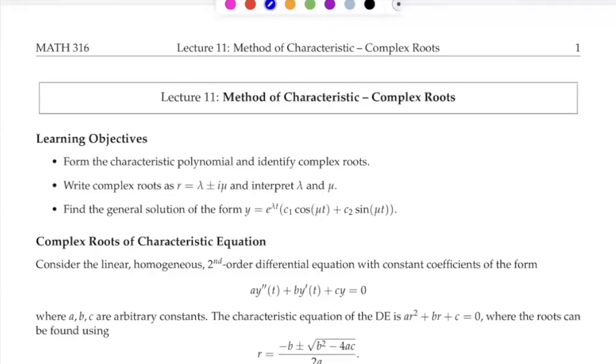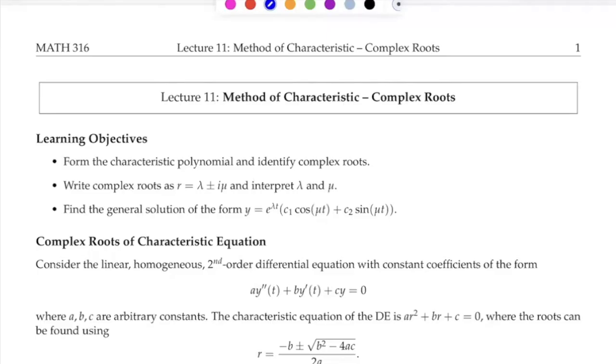Still, we're talking about the method of characteristic. Right? So again, for the method of characteristic, what you're dealing with is a linear homogeneous second-order differential equation with constant coefficients. From here, you turn it into a characteristic equation, therefore the name method of characteristic. So in the last two lectures, we tackled the case of two distinct roots and the case of repeated root. Now we go into the last case, the complex roots.